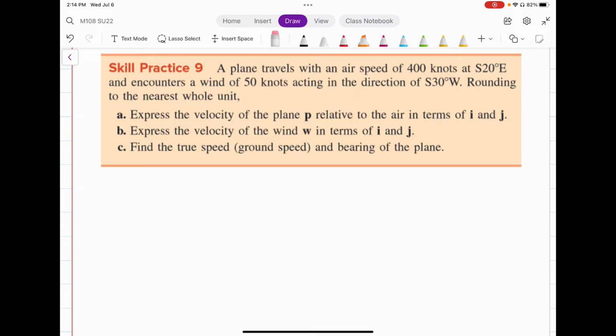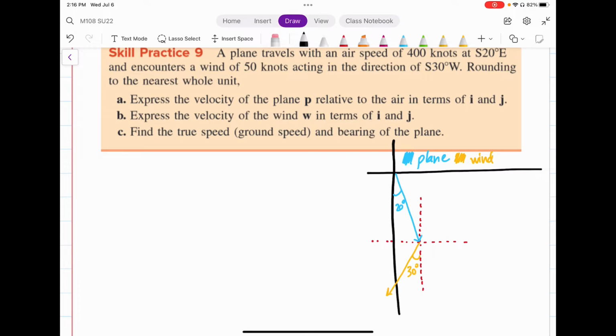Let's draw a picture first to show what's happening. First of all, we see the plane traveling south 20 degrees east. So we're going down and to the right, and the angle with relation to the north-south line is 20 degrees. And then the plane encounters wind acting south 30 degrees west. So when the plane encounters that, we have a new coordinate system drawn, and from the north-south line of the dotted red line, it's 30 degrees down and to the left. We do know that the plane was traveling at 400 knots. We also know that the wind was traveling at 50 knots.